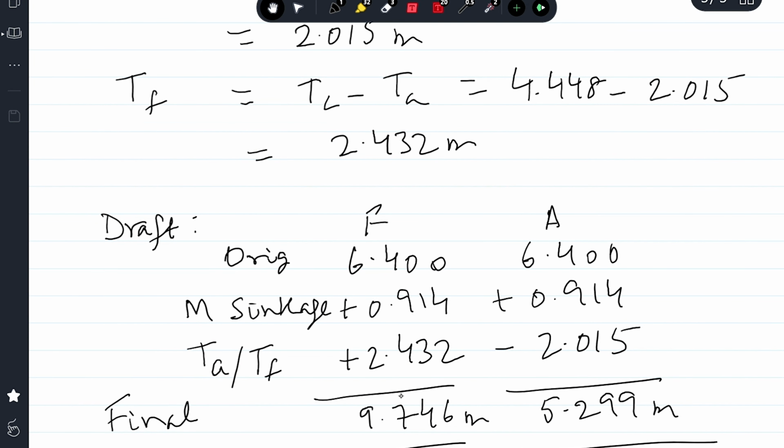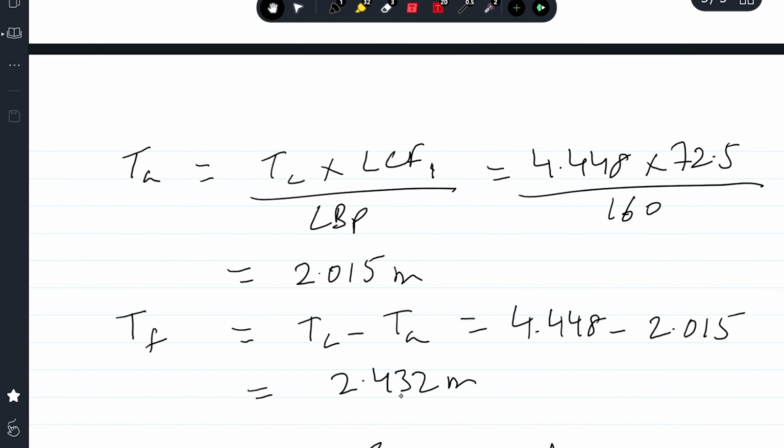The original drafts were 6.4 meters forward and aft, even keel. Mean sinkage due to bilging was 0.914. Now TA and TF, as you know, the ship has trimmed by the head, so the forward draft will increase, plus 2.432 TF, and aft will decrease due to the change in trim, minus 2.015 TA. This gives final draft forward 9.746, aft 5.29. This is the working.